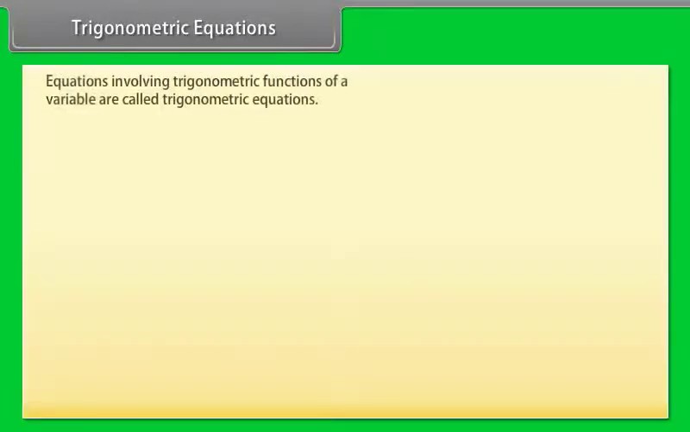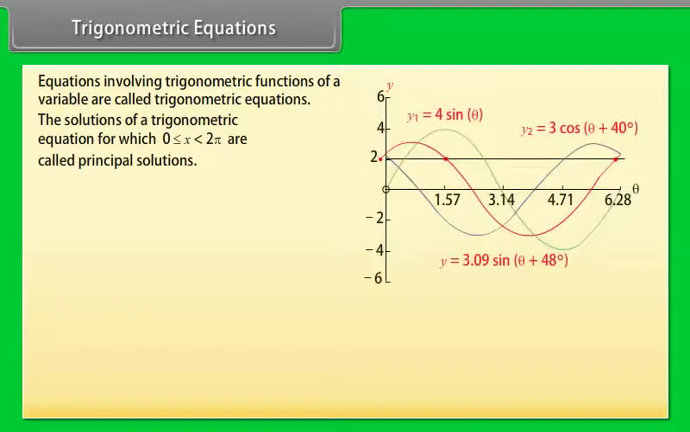Trigonometric equations. Equations involving trigonometric functions of a variable are called trigonometric equations. The solutions of a trigonometric equation for which 0 is less than or equal to x which is less than 2 pi are called principal solutions. The figure given below shows the trigonometric equations.